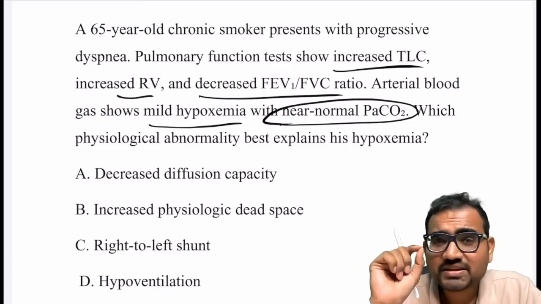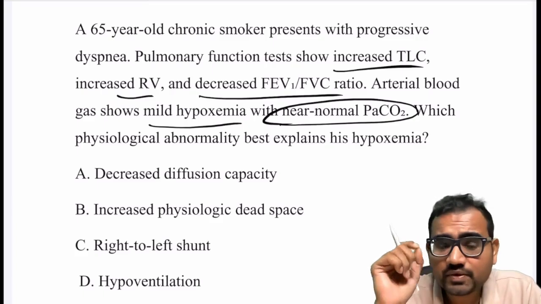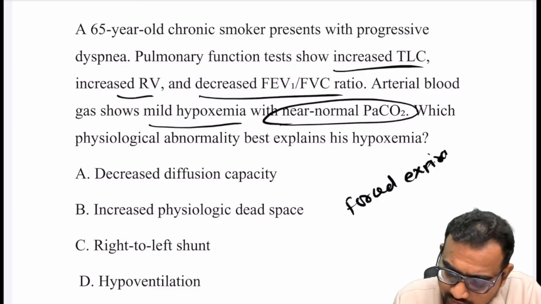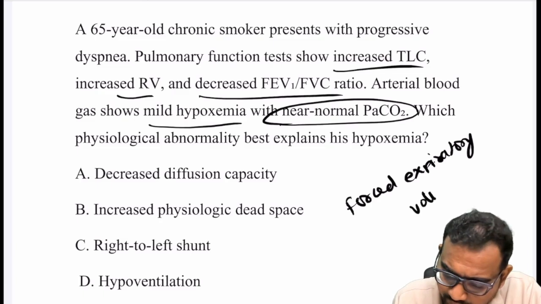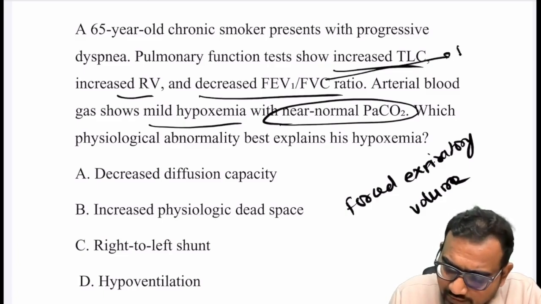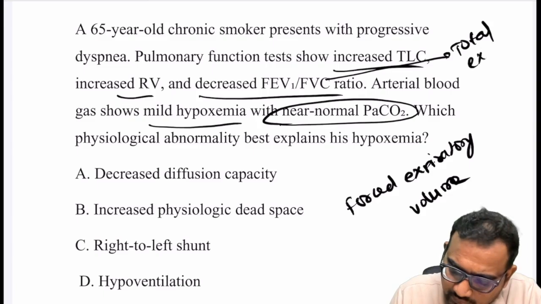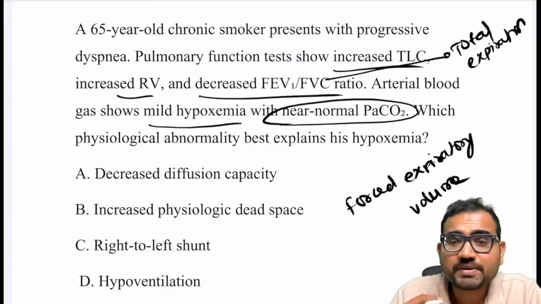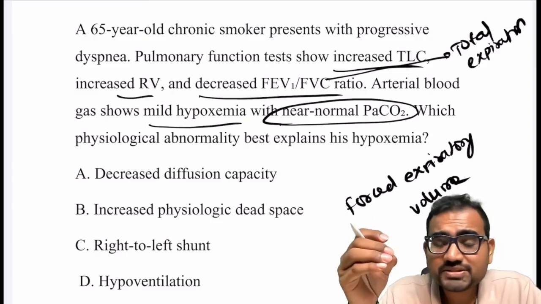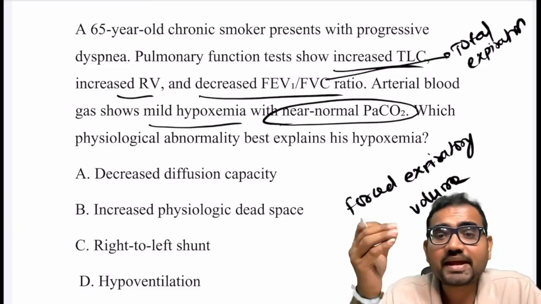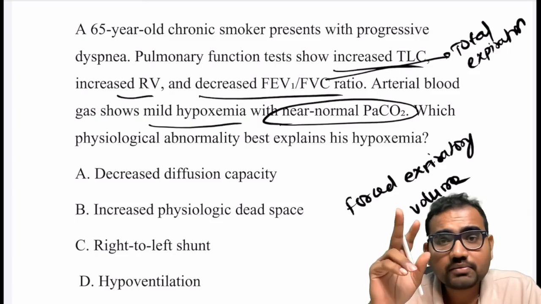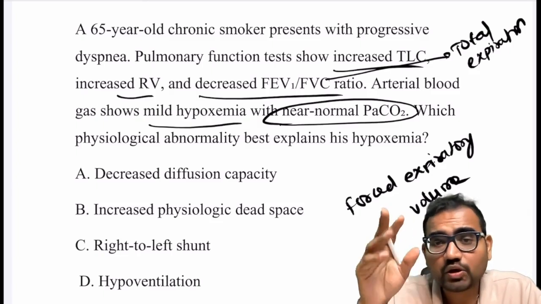In this case, there is decreased FEV1, forced expiratory volume. FEV1, the one indicates the first second. FVC is the total expiratory capacity, the total forced expiratory capacity, that is called FVC. So what happens, the patient is having difficulty in expiration, and the total lung capacity and residual volume are increased.